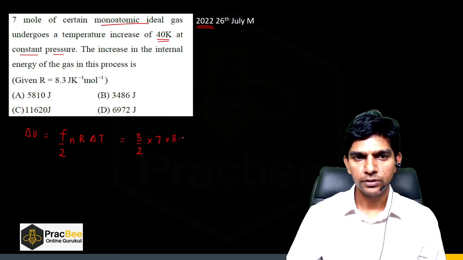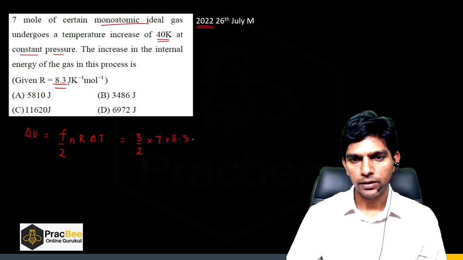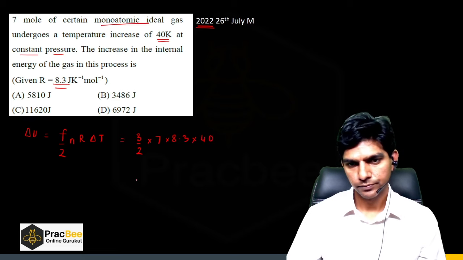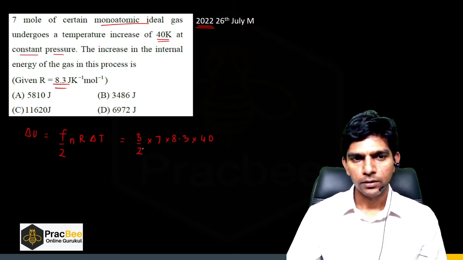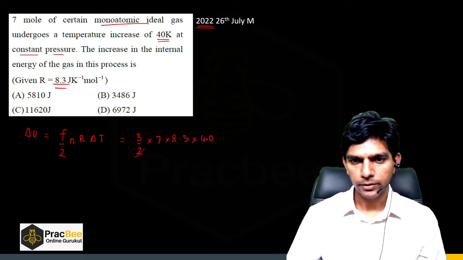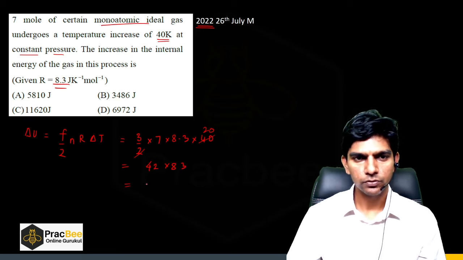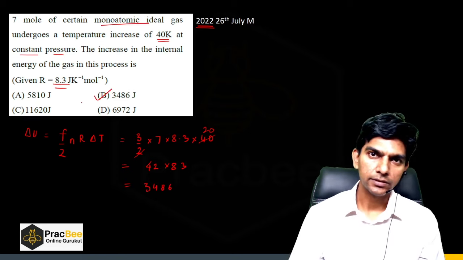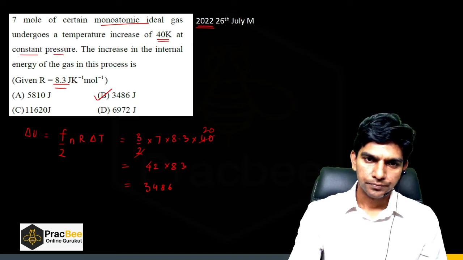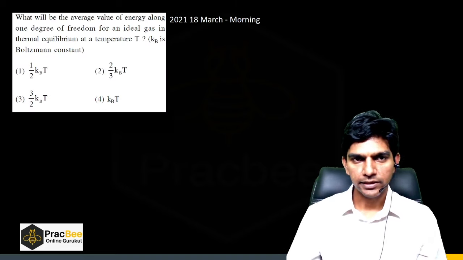R is 8.3. It is given in the question. And the increase in temperature is 40. Got it? So it comes out to be, this is 20, so we can say 42 times 83. So can you see it will be close to 3400. So it will be close to 3486. So option B is the right answer. Right. So let us see the next question.